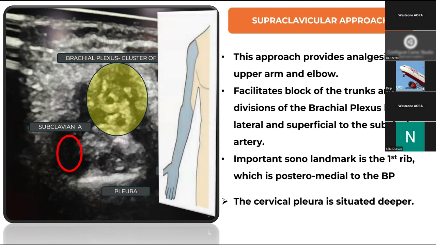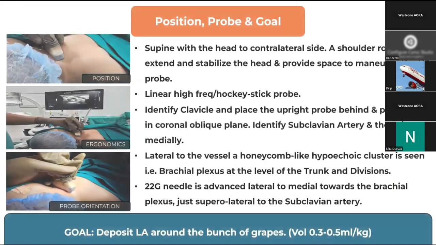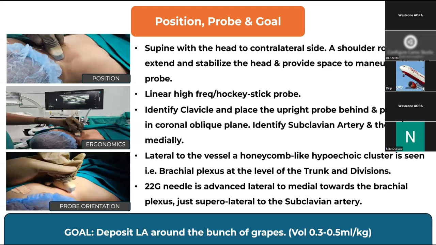This particular block also provides a similar level of analgesia to the upper arm and the rest of the forearm. With the patient in supine position, the head is turned to the contralateral side. The shoulder may be extended with a shoulder roll to stabilize the head and provide more space to maneuver the needle and probe. We use a linear high frequency or a hockey stick probe.